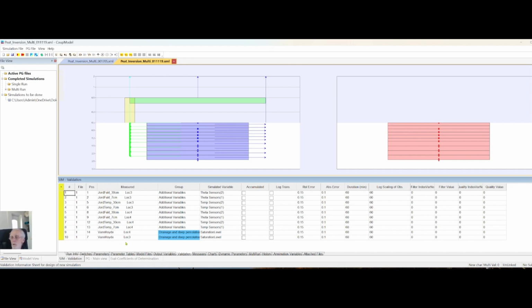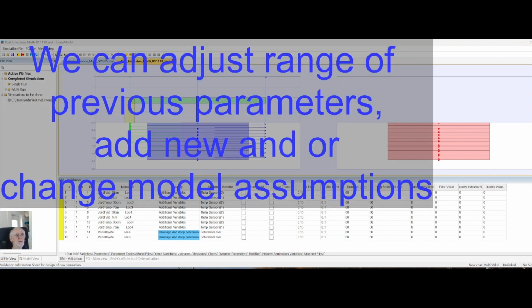Okay, now we should start to think on the issues. How to adjust the range of previous parameters, add new ones, or change model assumptions.